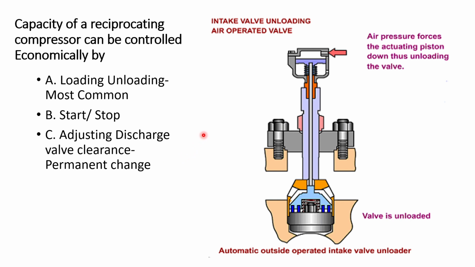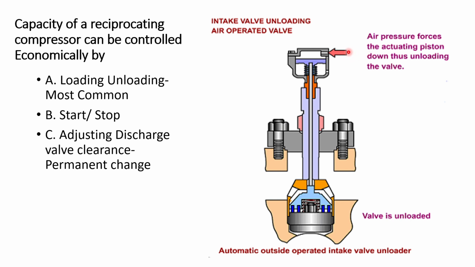Now let us see how a loading unloading valve operates. The diagram here shows you the loader unloader. You see, the gas is coming from here. Now what happens is that this is spring loaded, and the spring here keeps the valve open. Now this line is coming from the air receiver where the compressor is discharging.